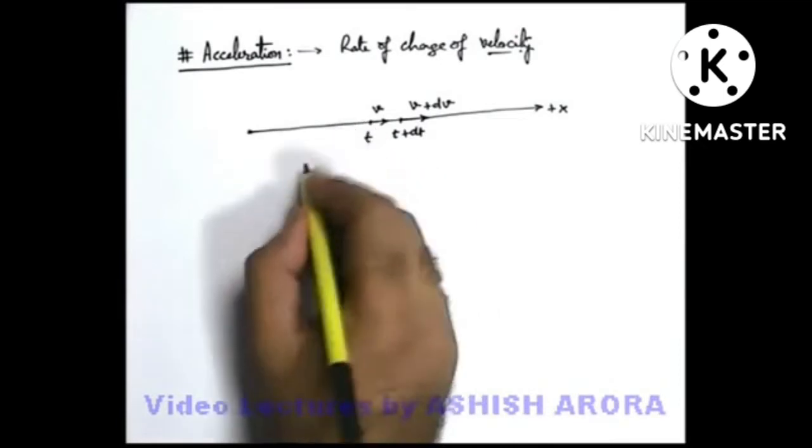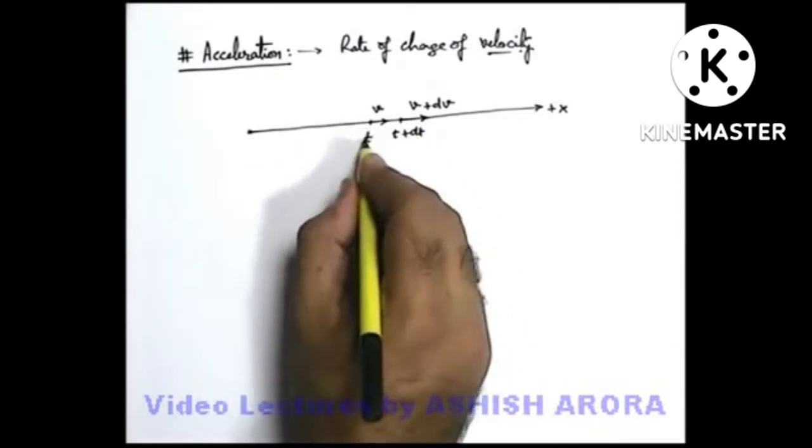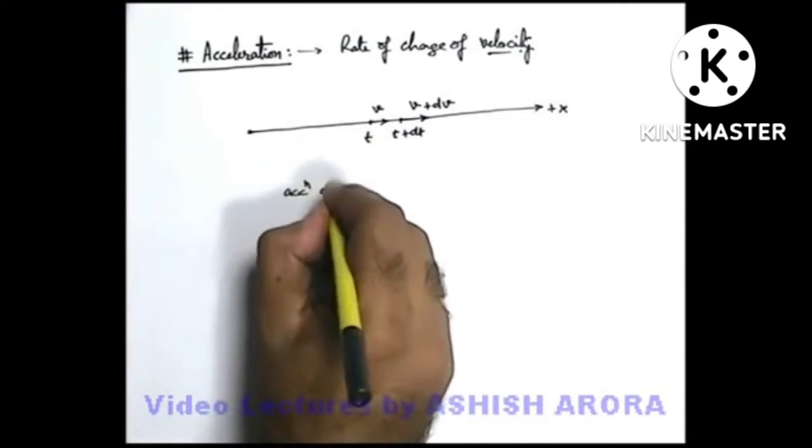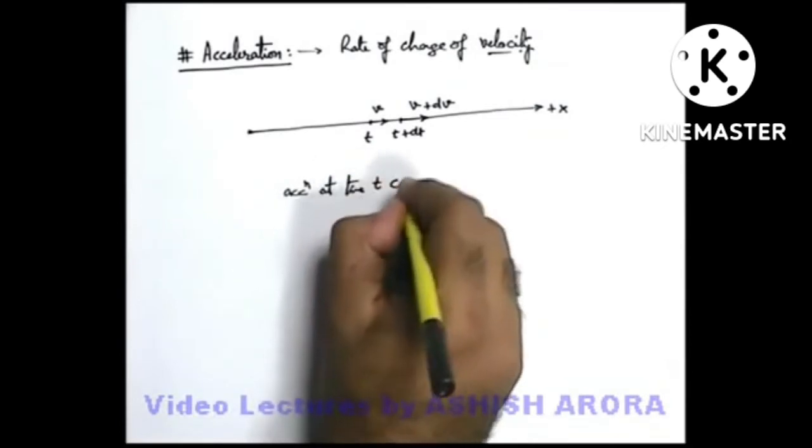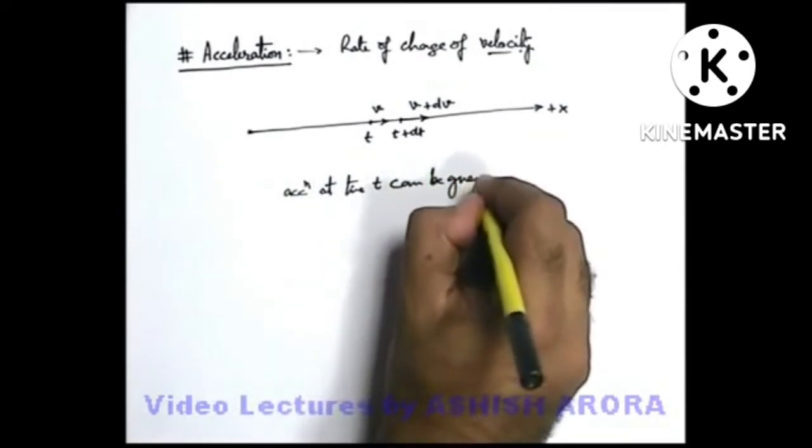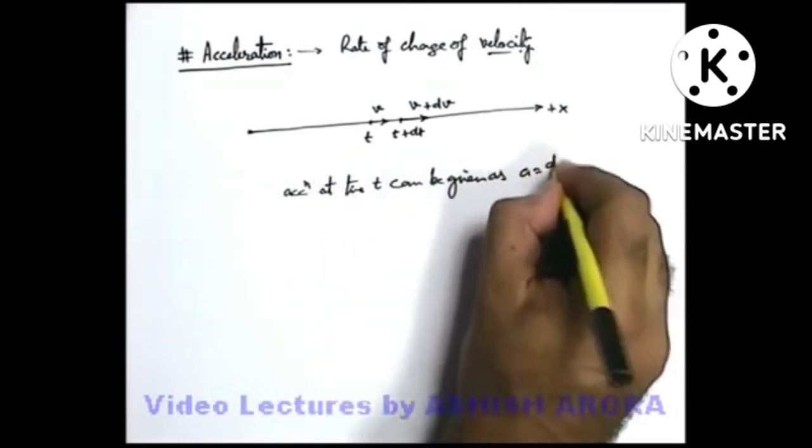Then in this situation at this time t, as dt is a very small neighborhood of this time t, we can write the acceleration at time t as dv by dt.